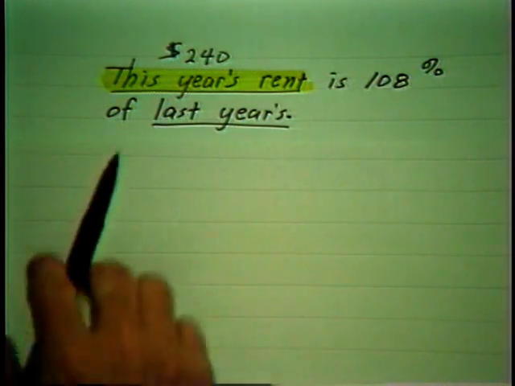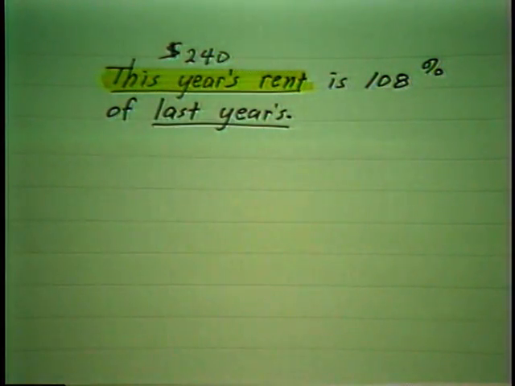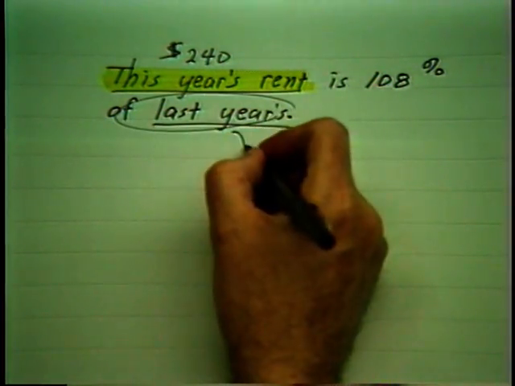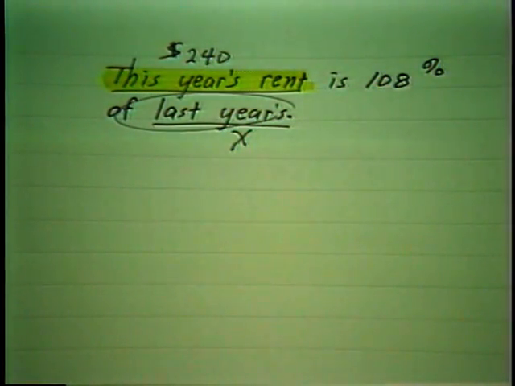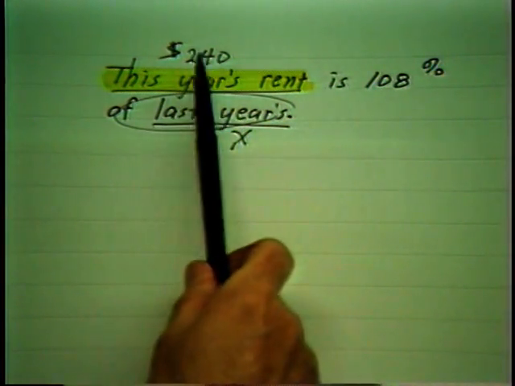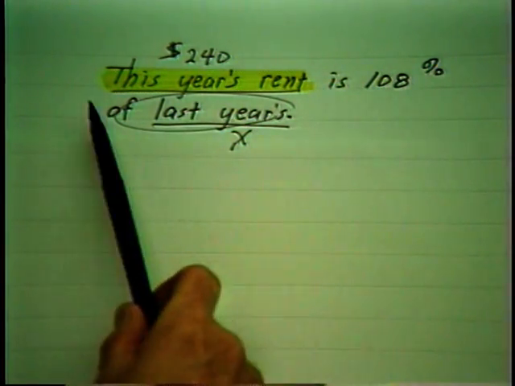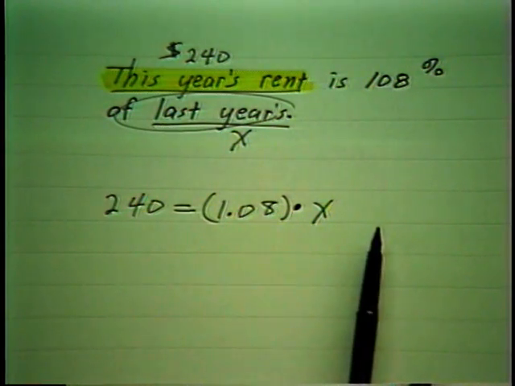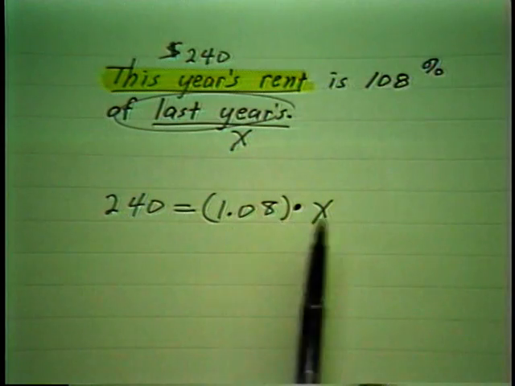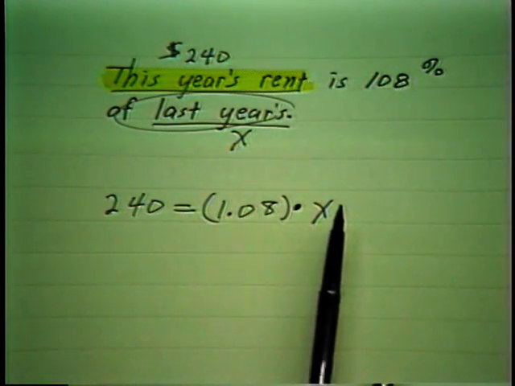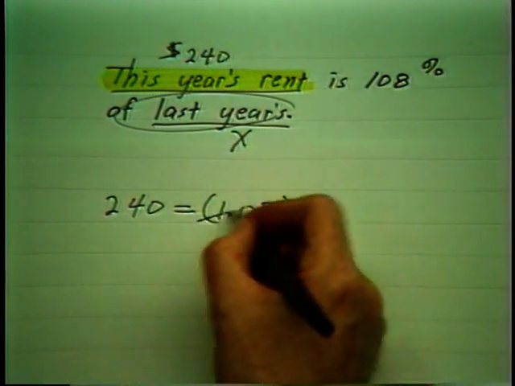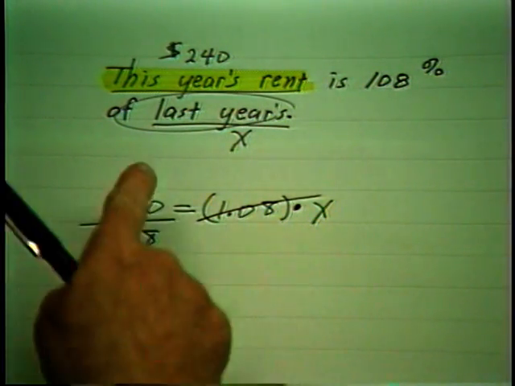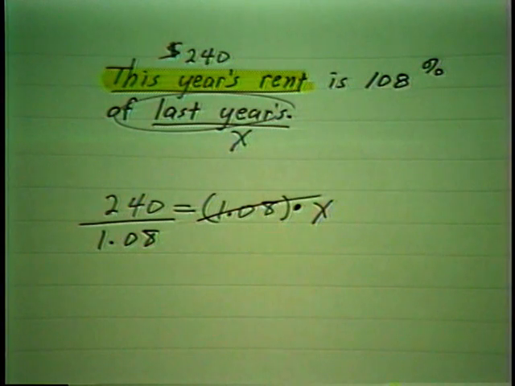So this year's rent can be replaced by 240 because they told us. Last year's, that's my unknown. Now translating this, 240 is 108% of X. We get this. And this is easy. See, this is the pure mathematics. In fact, the only spot that we have pure math. And we can just look at that and make the simple decision to divide both sides by 1.08. Do the arithmetic on the calculator, and we're done.